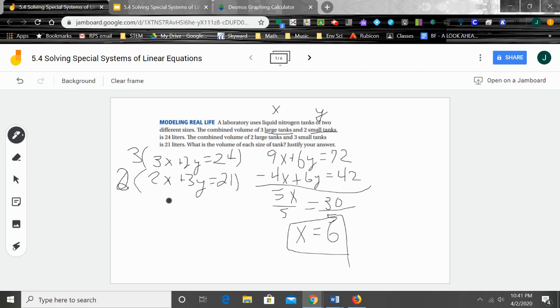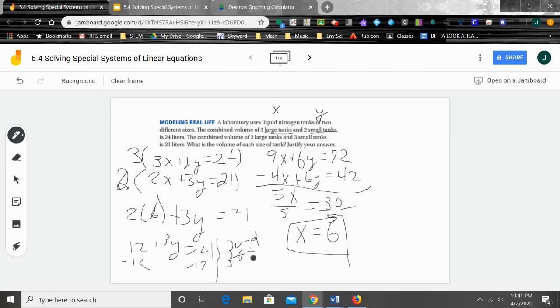Now I just substitute that into one of the equations. I'll just do it to this one because I don't have to multiply 6 as much. Doesn't really matter. Just sometimes 12 is a little easier to do in your head than 18. That equals 21. So 2 times 6 is 12 plus 3y equals 21. Subtract 12 from both sides. I'm going to come over here. So 3y equals 9. Divide by 3.